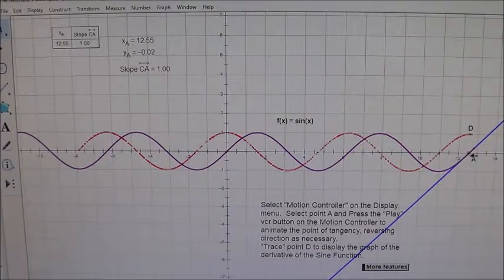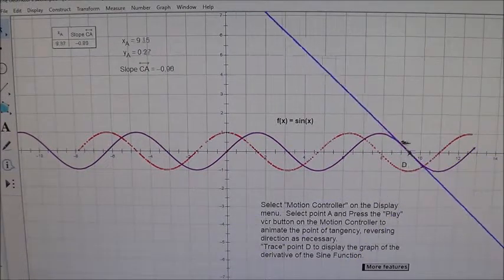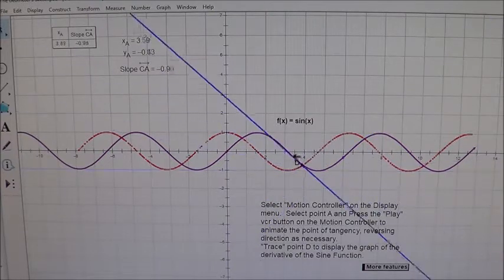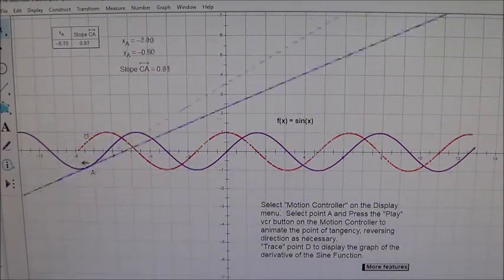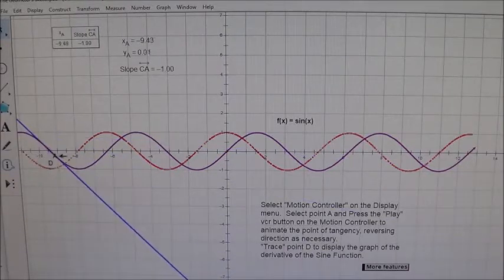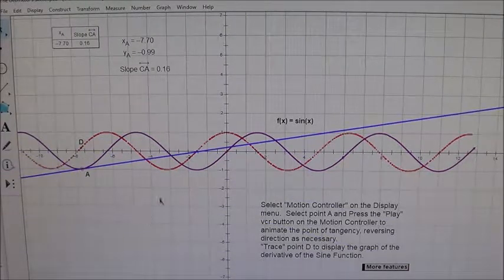notice that the derivative function, what kind of function is that? That actually is, so the derivative of the sine curve is actually the cosine curve as we go through the cycles.